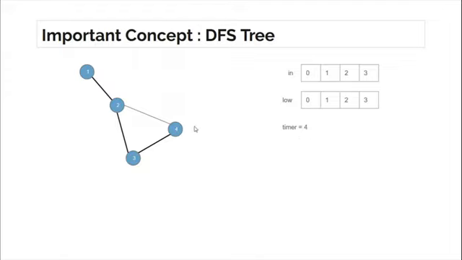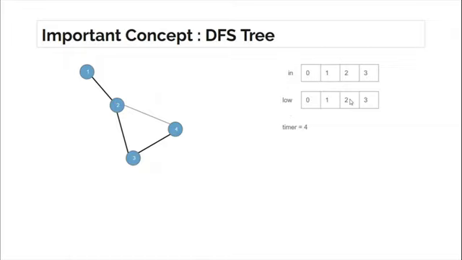Now this is interesting. Node 4 has two nodes in its adjacency list, 3 and 2. Now 3 is its direct parent, so we won't do anything because that is already visited. Now 2, even though it is visited, since it's not the direct parent of 4, this represents a back edge, right? A back edge indicates node 4 is connected to its ancestor, and hence the low time of node 4 would change.